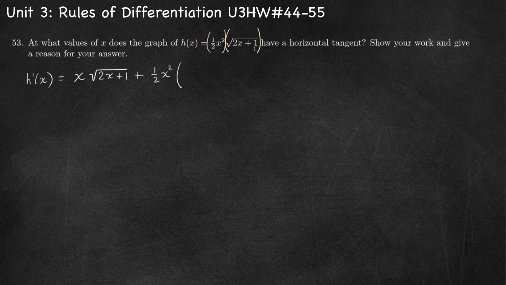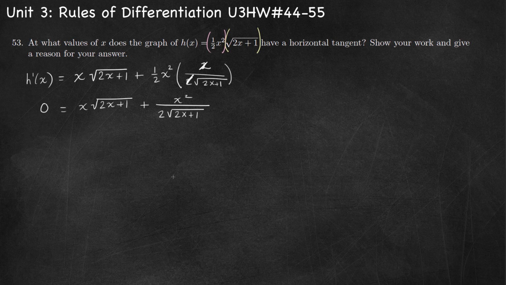And the derivative of the second, this is in the form of square root of stuff, so the derivative will be 1/2 square root of stuff times the derivative of the stuff, and the derivative of the stuff is 2. So times 2, and then my 2's cancel. So this is x times square root of 2x plus 1 plus x squared in my numerator, and 2 times the square root of 2x plus 1 in my denominator. Now I want to know where the tangent line is horizontal, so I'm going to set this derivative equal to 0, because if the slope is 0, I have a horizontal tangent line.